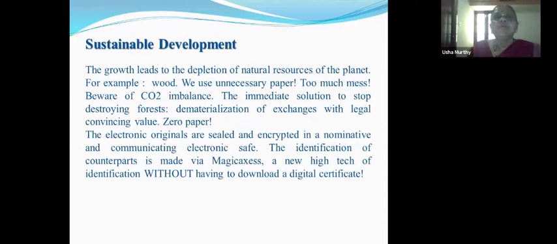Actually, growth or development leads to depletion of natural resources, for example, wood. We consume an unnecessarily large volume of paper. At the same time, we have to be aware of the carbon dioxide imbalance in nature. The immediate solution is to stop destroying forests, dematerialize exchanges with legal convincing value, and go for the zero paper concept. The electronic signals are sealed and encrypted in the communicating electronic safe. The identification of the counterparts is made via a new high technology concept, identifying without having to download digital certificates. So this is how it has to be balanced.